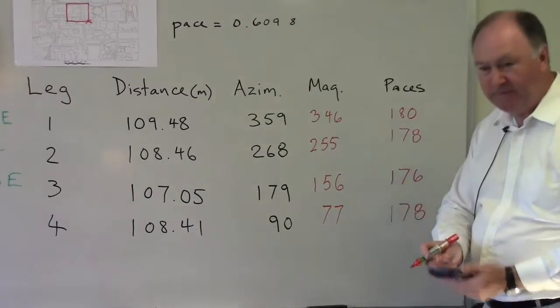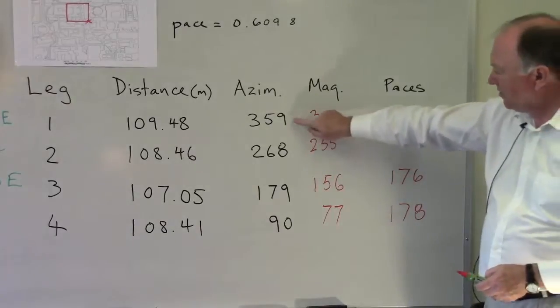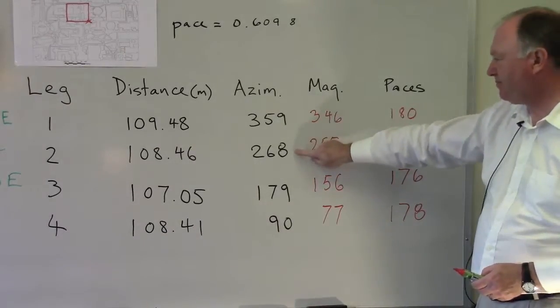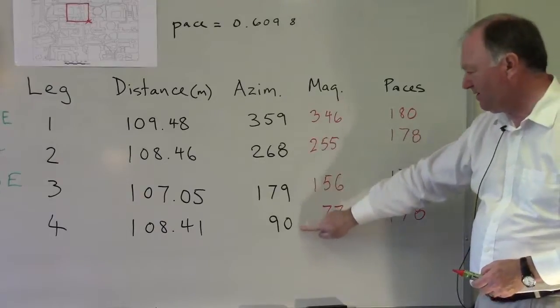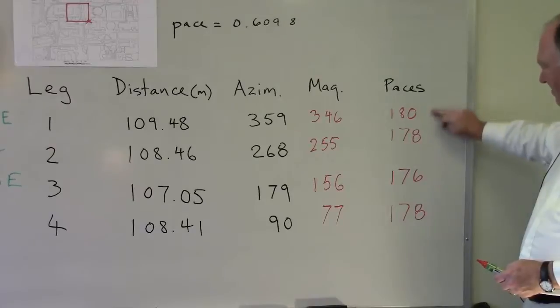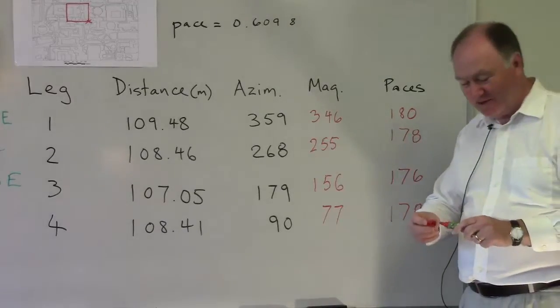Okay, got all four. As you can see, it's almost a square. These are close to 360, 270, 180, and 90. That's exactly 90. And each of those lengths is somewhere around 178 paces. Let's go out to the field and do it.